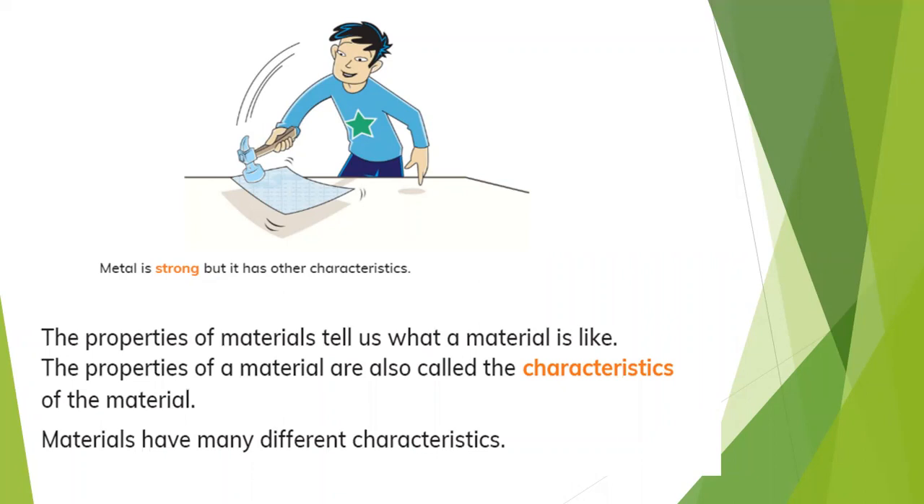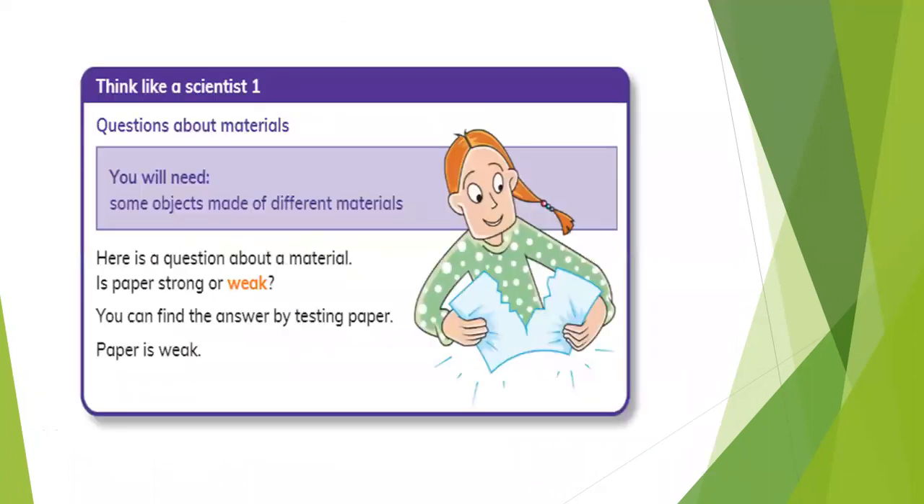Like I have told you about the metal, that metal is not just strong, it is shiny also. It is rigid also, and sometimes it is smooth also. After processing and making it smooth, we can change the properties of materials also, but mostly we go with the genuine materials. What are their natural characteristics?